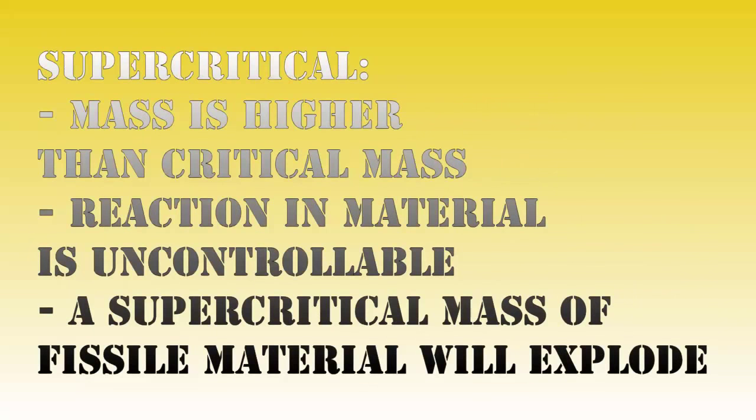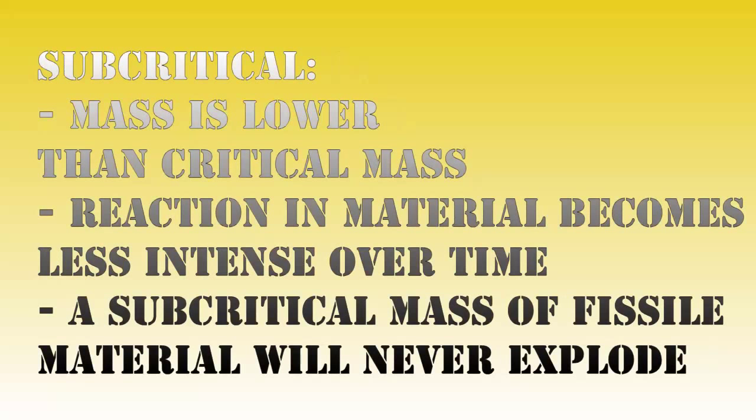At this point, adding more material will make the mass supercritical, which means that the reaction will become exponentially bigger and uncontrollable. Removing material will make the reaction become less and less intense over time, since each generation of fusion reactions triggers less new reactions.